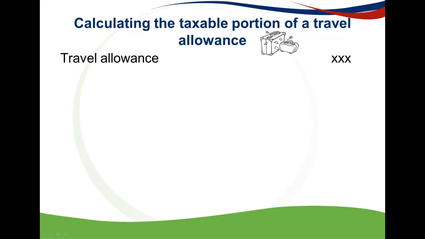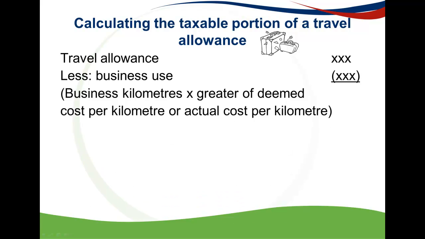So you're going to multiply it with the applicable number of months that you receive this travel allowance during your tax year. The next step is to go and deduct from that the business use, and then we are left with the taxable portion of the travel allowance. The business use is calculated by taking the business kilometres and multiplying it with the greater of the deemed cost per kilometre or the actual cost per kilometre.